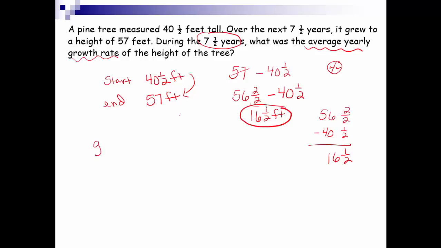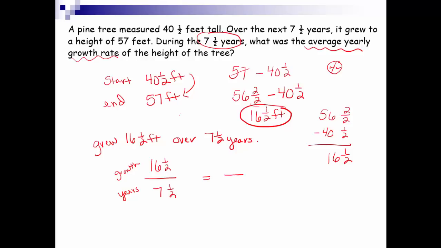So the tree grew 16.5 feet over 7.5 years. And I want to know how much on average it grew per year. So if I know the total it grew was 16.5 over the 7.5 years, how much per year? Well, I could set up my ratio. The amount it grew, 16.5, over the number of years. So this would be growth over years. It grew 16.5 feet over 7.5 years.